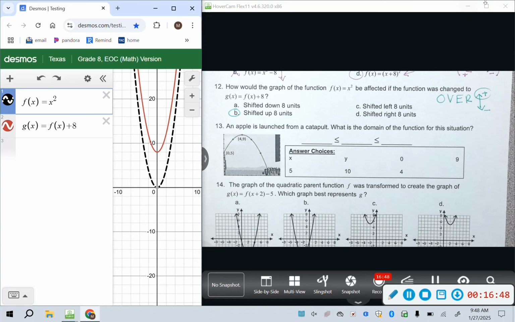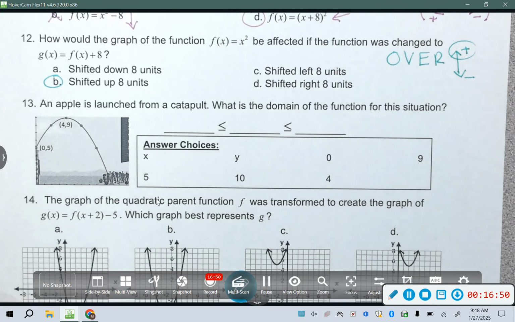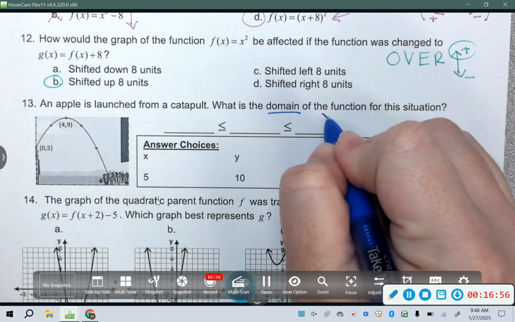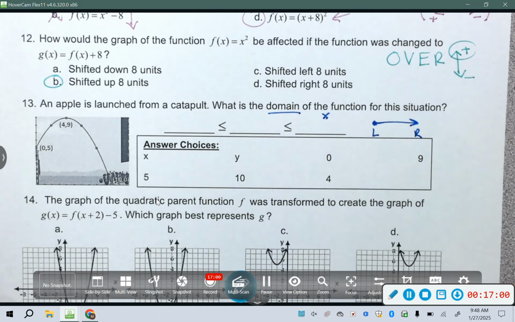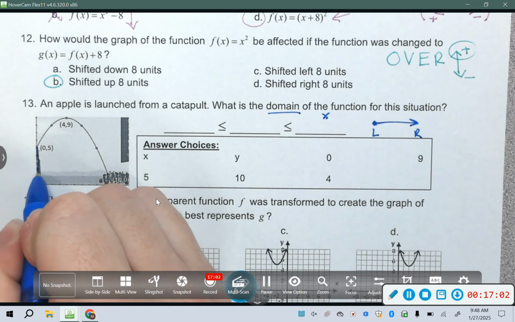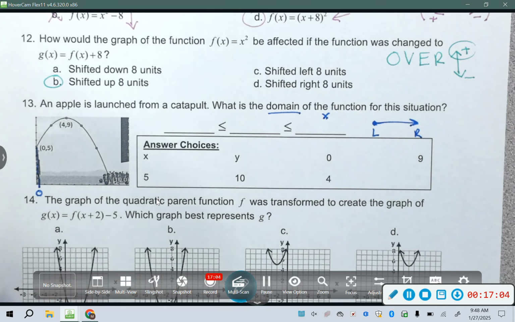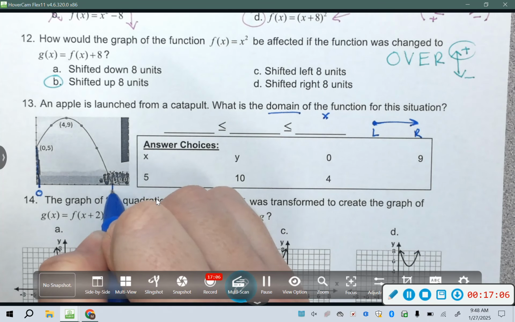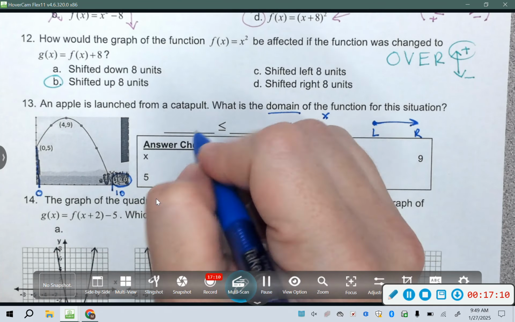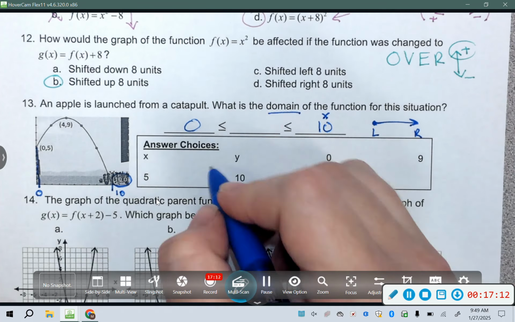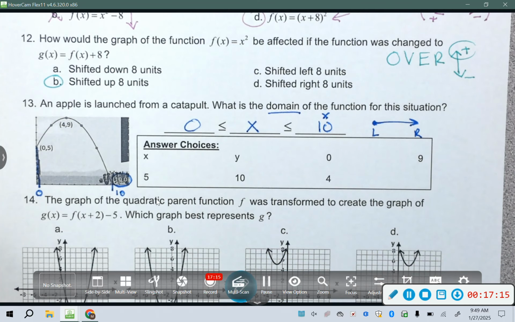Okay, let's look at 13. 13 says an apple is launched from a catapult. What is the domain? Domain means x, and we start left and work our way right. So left to right. My farthest left is where it started, which is at 0. And the farthest right is here, which is hard to see this point, but it's x of 10. So it goes from 0 to 10, and it's domain, so it's my x values.